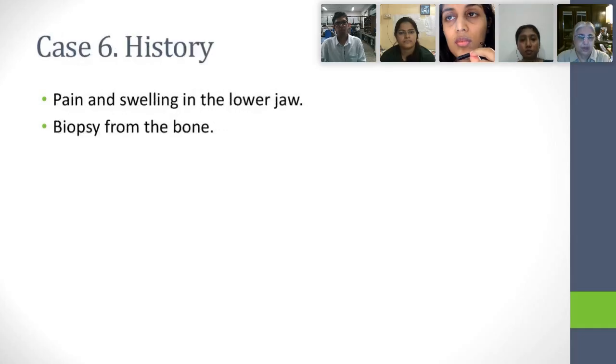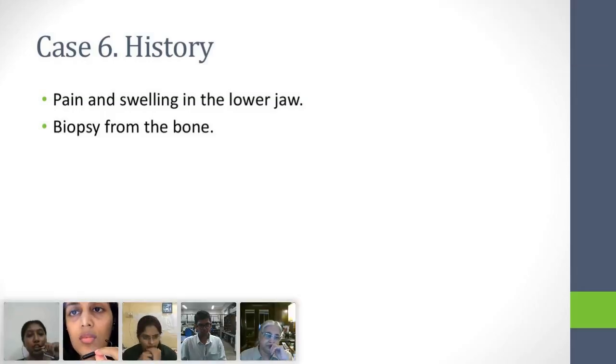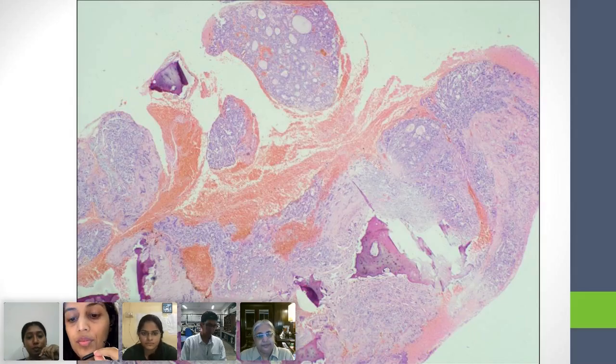All right, so now let's go to our next case, which is very easy. Who wants to take this now, Neha? Yes, ma'am. We have a biopsy from a bone from a patient who had pain and swelling in the lower jaw. Okay. Come on, describe it now. This is easy.